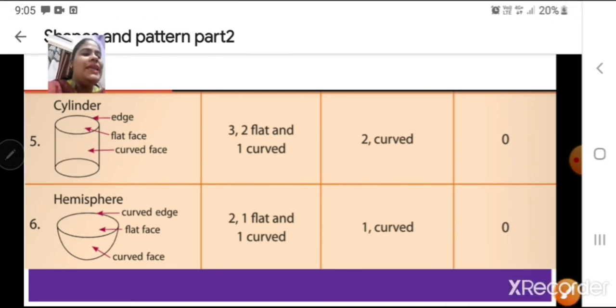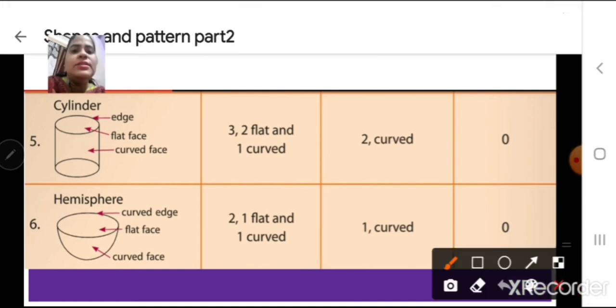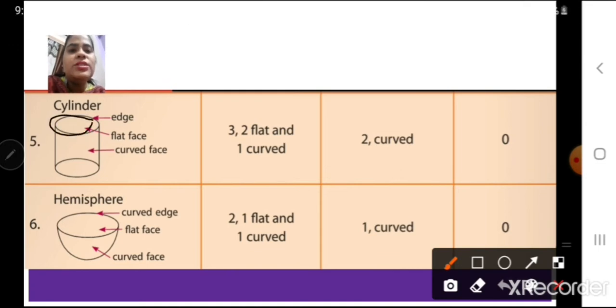Then how many edges do we have? We have 2 edges. Which 2 edges do we have here, children? See, this is one edge here, and the down one there is one more curve. So there are 2 edges, and there is no vertex. The edges are not meeting. There is no vertex here in the cylinder.